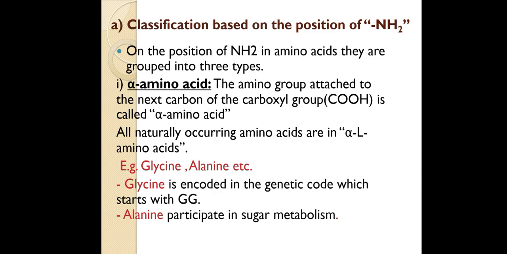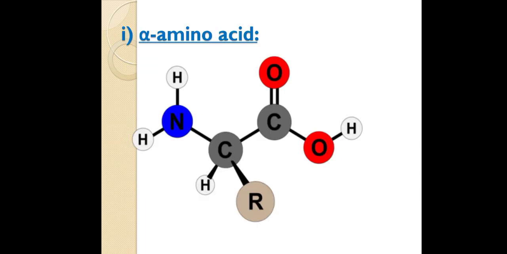Glycine is encoded in the genetic code by codons which start with GG. Glycine is an alpha amino acid. Alanine participates in sugar metabolism. When any kind of sugar is metabolized, alanine takes part in the reaction, and that is a type of alpha amino acid. This is the structure of alpha amino acid.